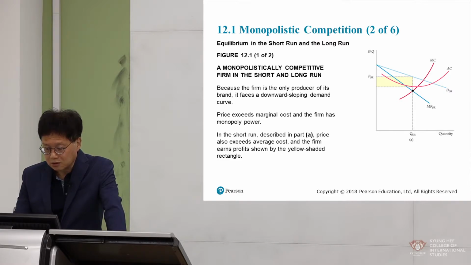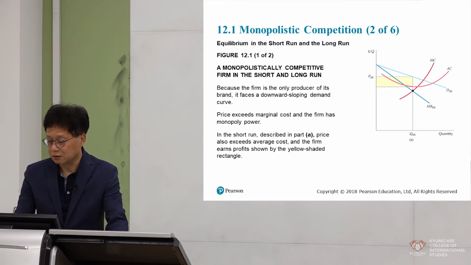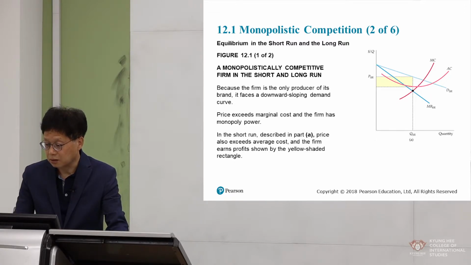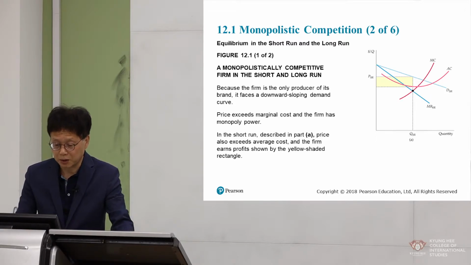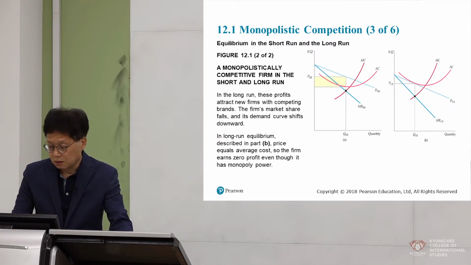In the short run shown in part A of figure 12.1, price also exceeds average cost, and the firm earns profit shown by the yellow shaded rectangle, right? So marginal cost is equal to marginal revenue when this company produces Q_SR, right? And at this production, the firm can charge P_SR. So price is greater than average cost, so there is positive profit. Okay. Next slide.